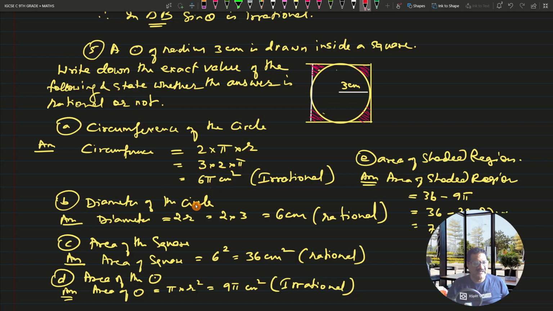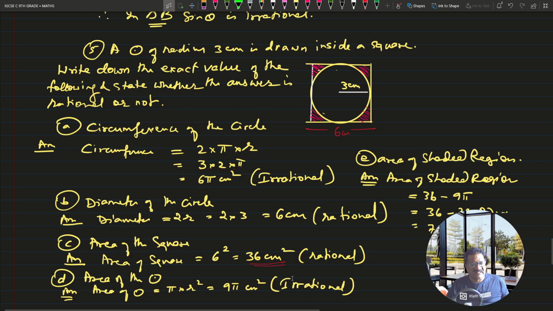B part, diameter of the circle. Diameter will be twice the radius. Radius is 3, so it will be 6, which is rational. C, area of the square. Because this radius is 3 centimeters, if you double the radius, you will get the diameter of the circle, which is equivalent to the side of the square. So side of the square happens to be 6 centimeters. Now what is the area of the square? It will be 6 into 6, 36, and 36 is a rational number.